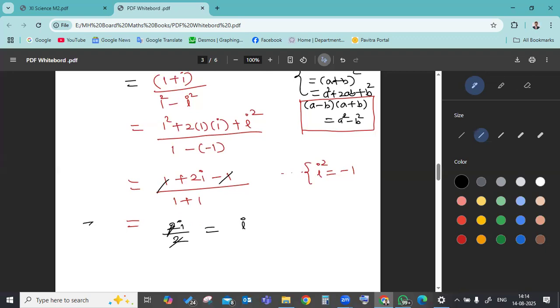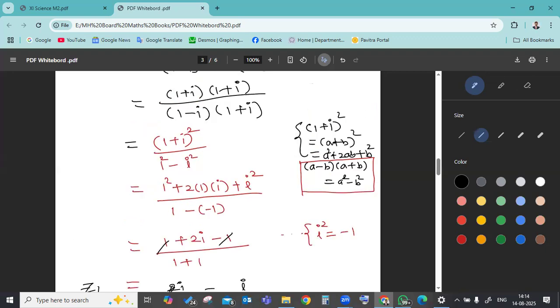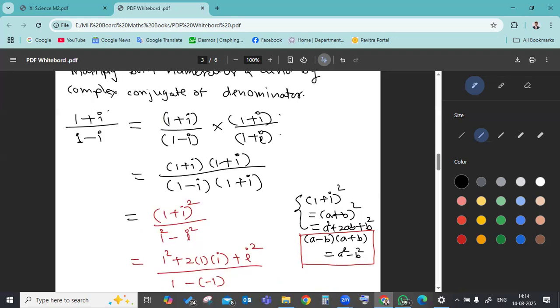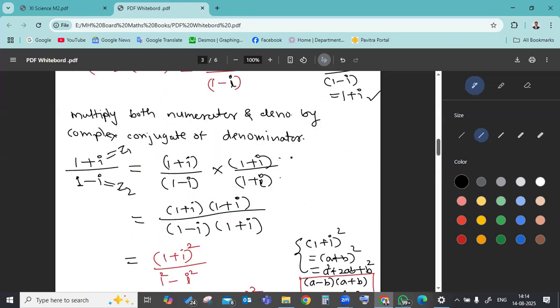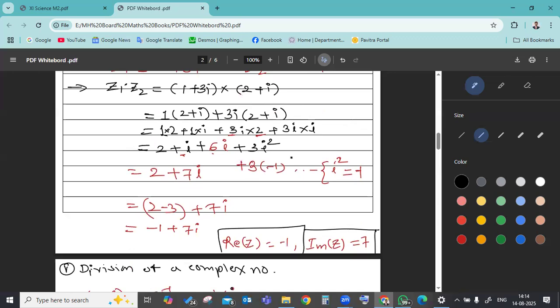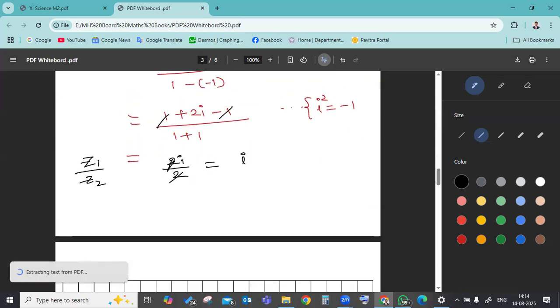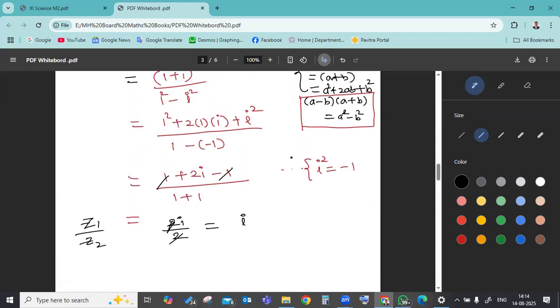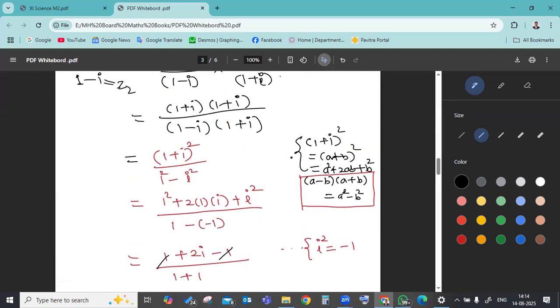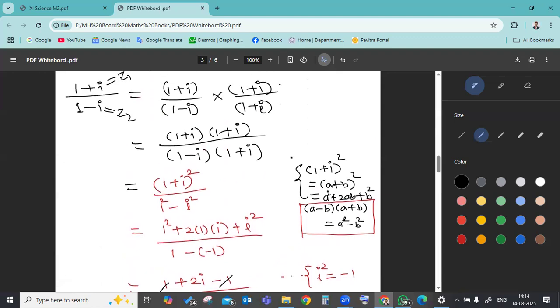So what have we got? The division of the two complex numbers is i only. If this is Z1 and this is Z2, then Z1 upon Z2 resulted into what? i only. Understood this? Understood or not?